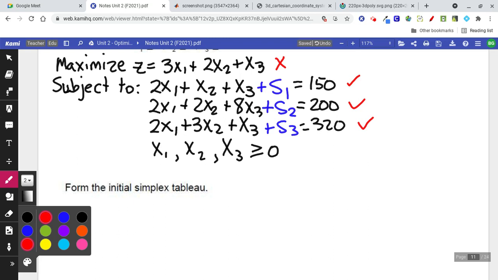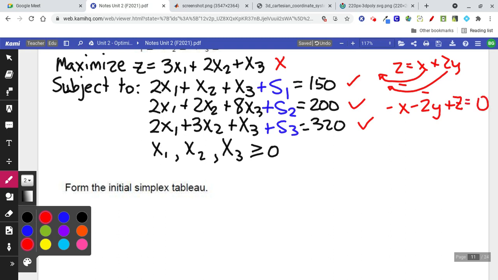Okay, remember standard form, if I said, let's just make it z equals x plus 2y. If I had to put that in standard form, I would subtract over and I would subtract over. And I would say negative x minus 2y plus z equals 0. We want all of our variables on the left side and our constant number on the right side. That's what we're looking for.